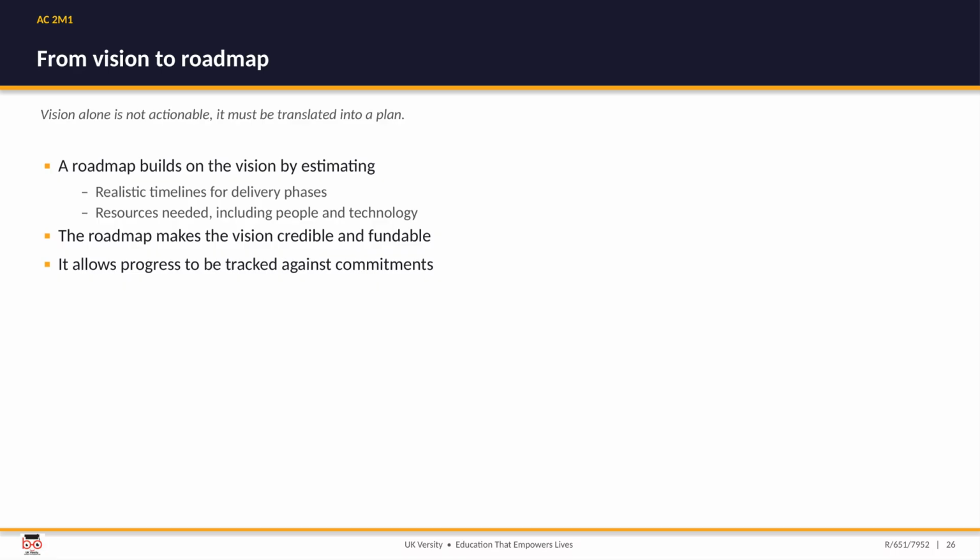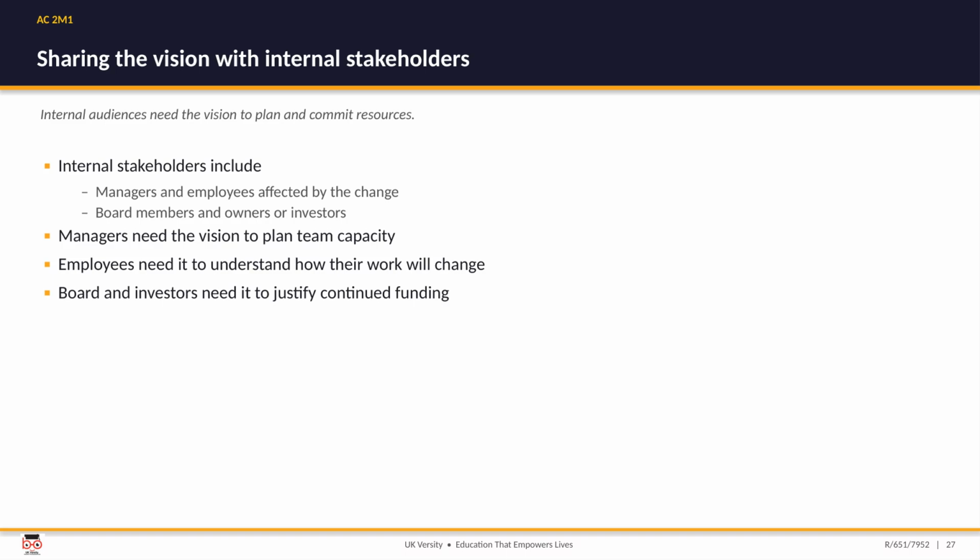That plan is the roadmap, and it builds on the vision by estimating the realistic timelines for each delivery phase and the resources required, both the people and the technology. This is what turns a vision into something credible and, just as importantly, fundable, because sponsors can see exactly what they are committing to. It also gives you something concrete to track progress against, so you can tell whether you are keeping your commitments.